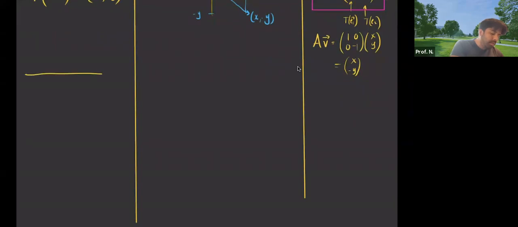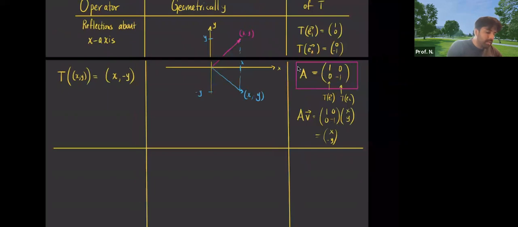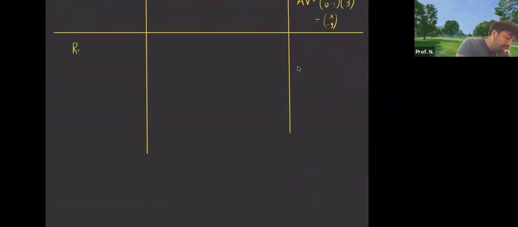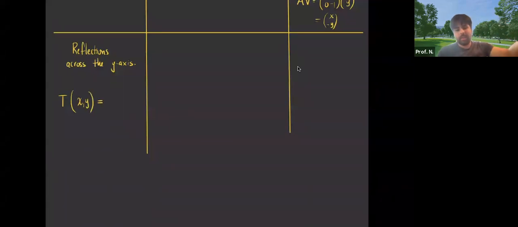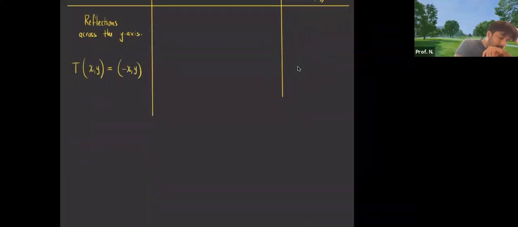Of course, we don't stop there, right? We're not going to stop at reflections across the x-axis. We're going to go to the next one, reflections across the y-axis. So what happens with the y-axis? If I take a vector (x, y) and reflect it across the y-axis, what am I going to get? (-x, y). That's right.